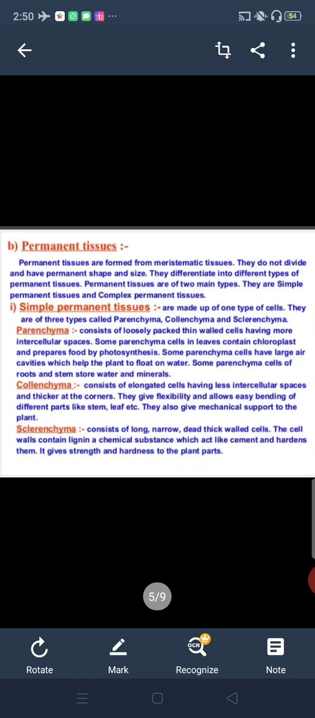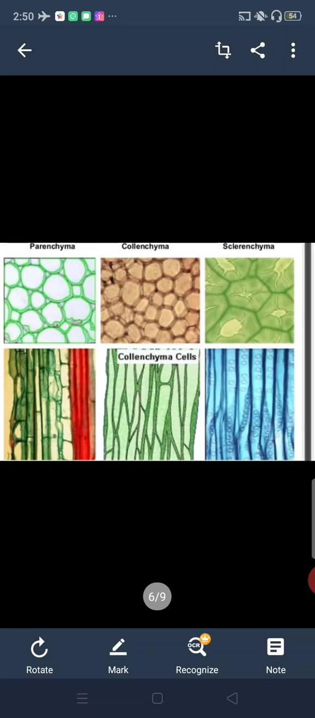Third, sclerenchyma consists of long, narrow, dead, thick-walled cells. The cell walls contain lignin, a chemical substance which acts like cement and hardens them. It gives strength and hardness to the plant parts. This is the diagram showing you different simple tissues of plant: parenchyma, collenchyma and sclerenchyma.